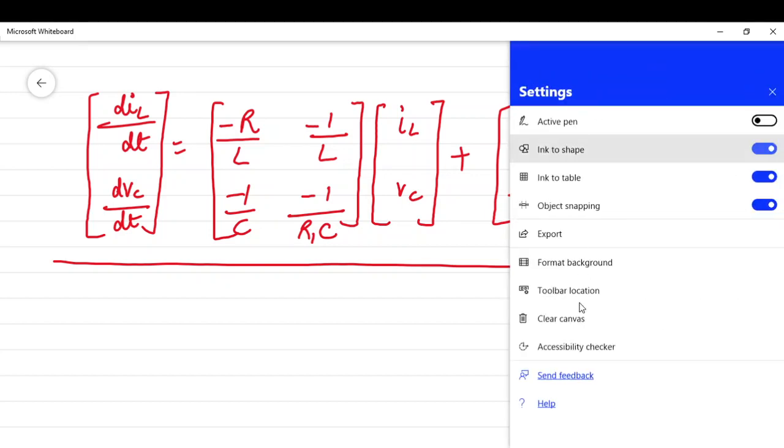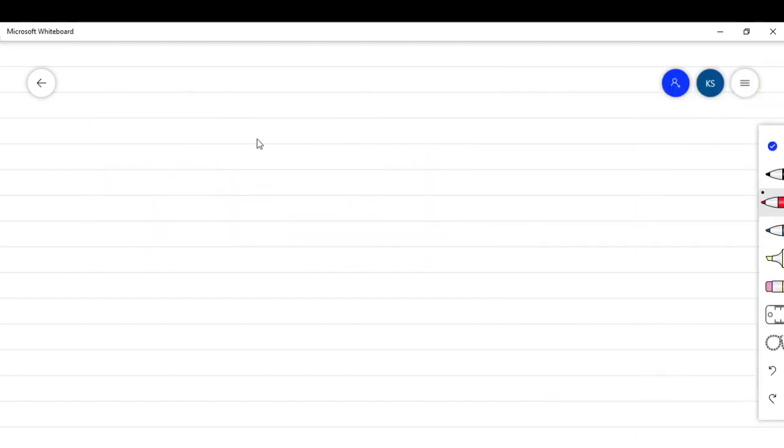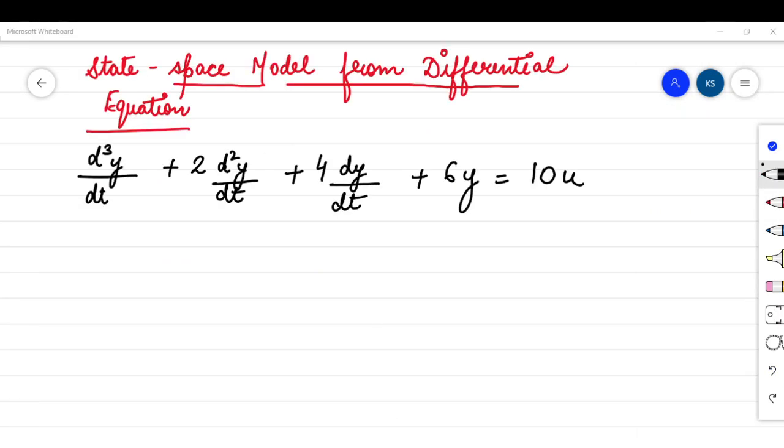Now I will discuss how to develop a state space model from a differential equation. To develop a state space model from a differential equation, let us recall the step which I informed you at the start of the class: the number of state variables should always equal the order of the system. You can see that here the order is 3. So the state variables required to define the state space model is 3.